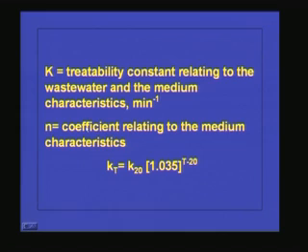So as the temperature increases, the K value also will be increasing. So we can find out KT at any temperature if we know the K value at 20 degrees centigrade using this formula, K20 into 1.035 raised to T minus 20, where T is the operating condition temperature.